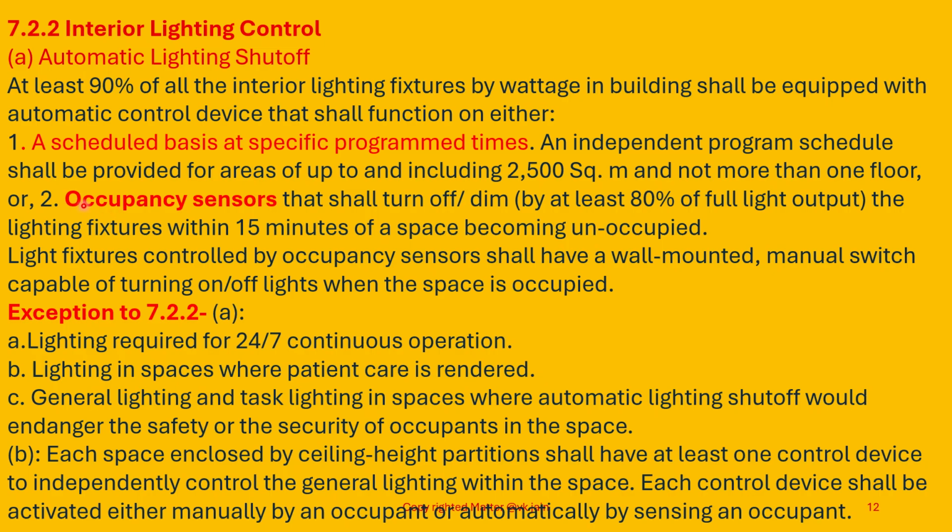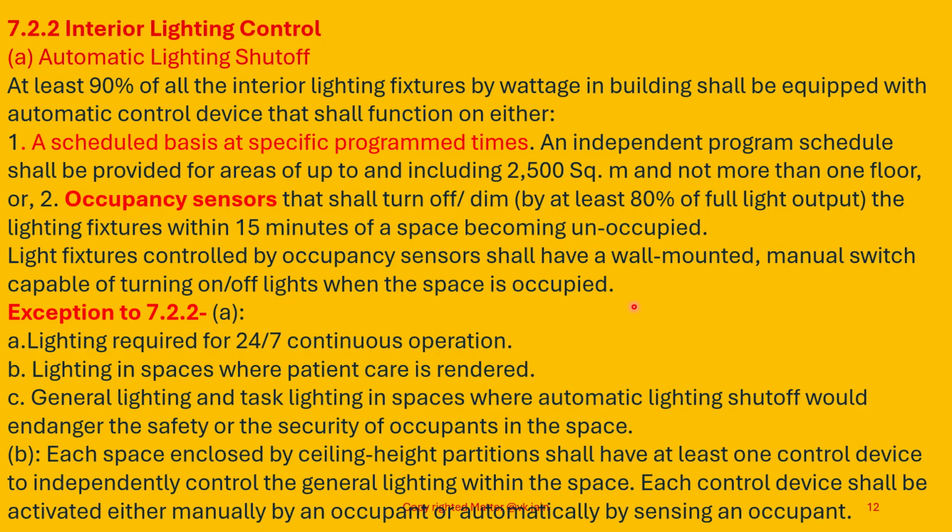Second, occupancy sensor that shall turn off or dim by at least 80% of full light output the lighting fixture within 15 minutes of space becoming unoccupied. Light fixtures controlled by occupancy sensor shall have a wall-mounted manual switch capable of turning on or off light when space is occupied.